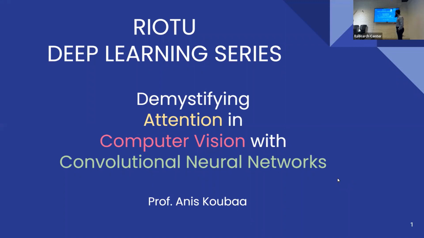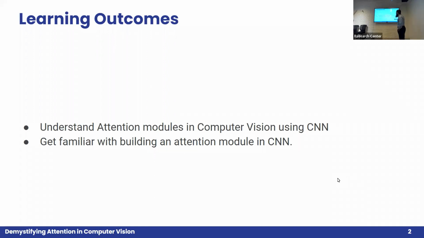So I'm going to provide the state of the art and the original work that was done around attention in computer vision using convolutional neural networks. Okay, so the objective of today is to understand what the attention modules in computer vision in CNN are, and also get familiar with building an attention module using convolutional neural networks.